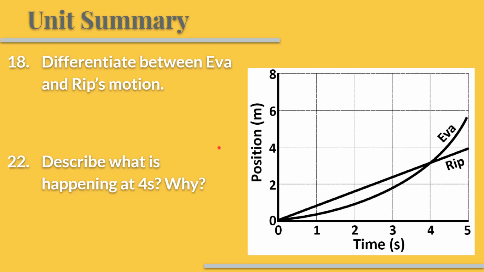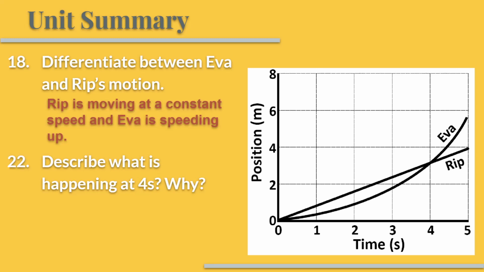But if I want to differentiate between their motion, if I look at this, Ava, I have a curve. Rip has a straight line. We just looked at these. That means that Rip is moving at a constant velocity. Is he going forward or backward? Forward. They're both going forward because both of them have a positive slope. So Rip is moving forward at a constant velocity. What is Ava doing? Speeding up. Her slope gets steeper. So Rip is moving at a constant speed. Ava is speeding up. They're both going forward.